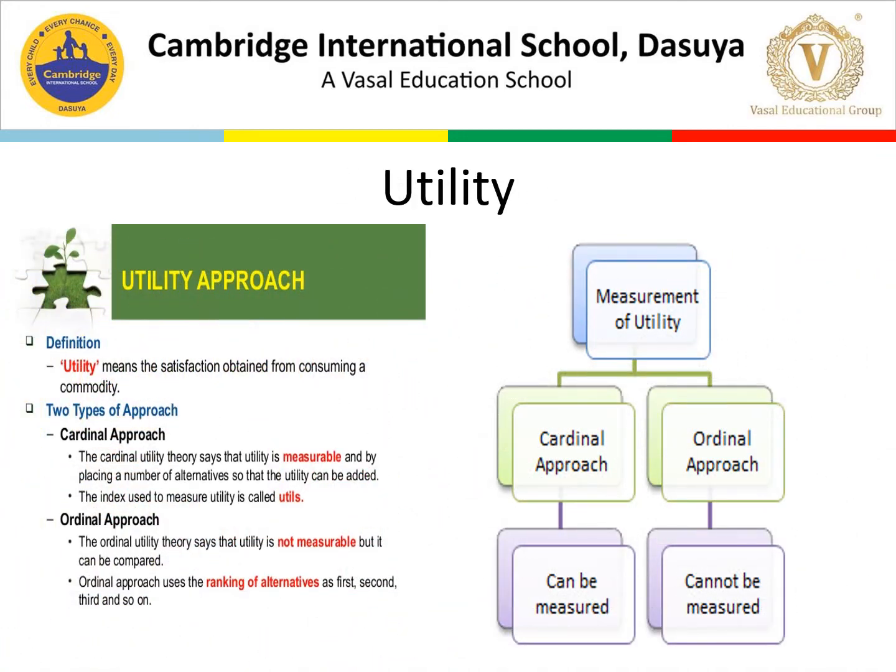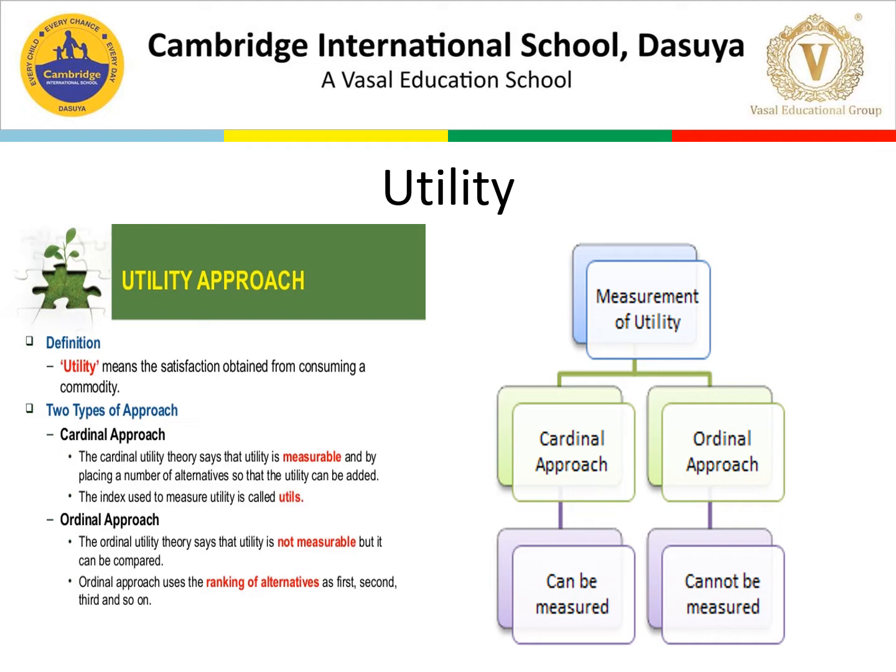So what is utility? Utility as such, we can say, means the satisfaction obtained from consuming a commodity. In simple words, I can say the want-satisfying power of a commodity is called utility. So how do we measure this? We measure it in the units of utils.